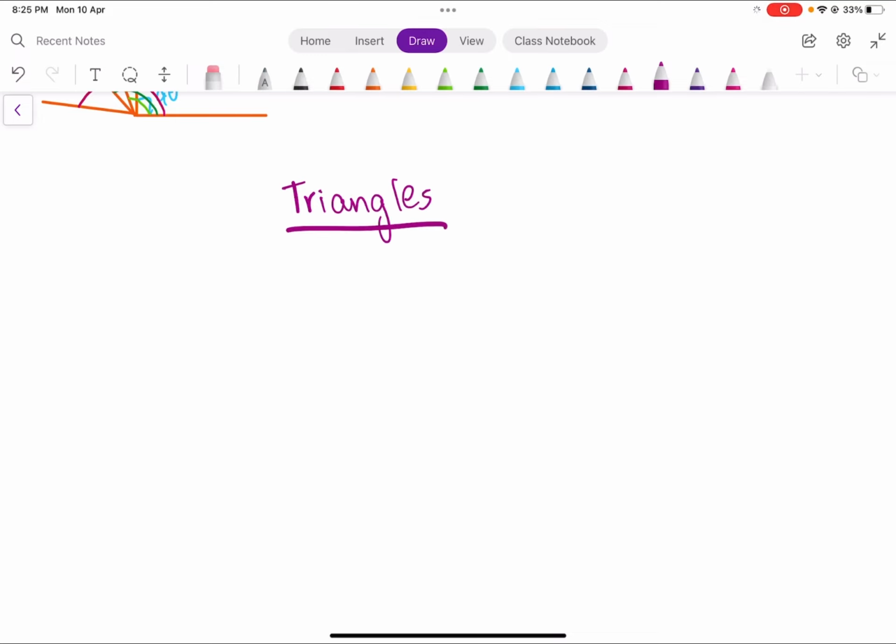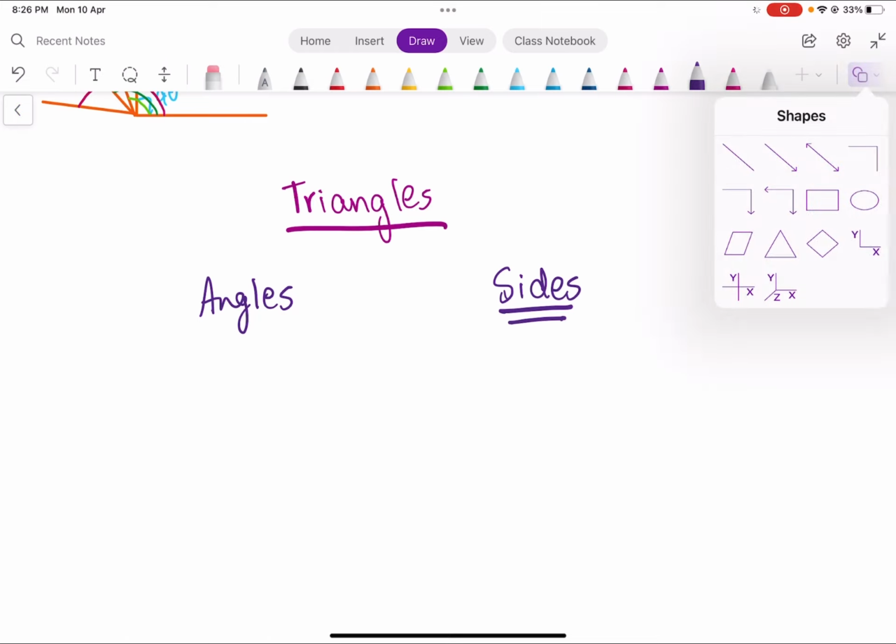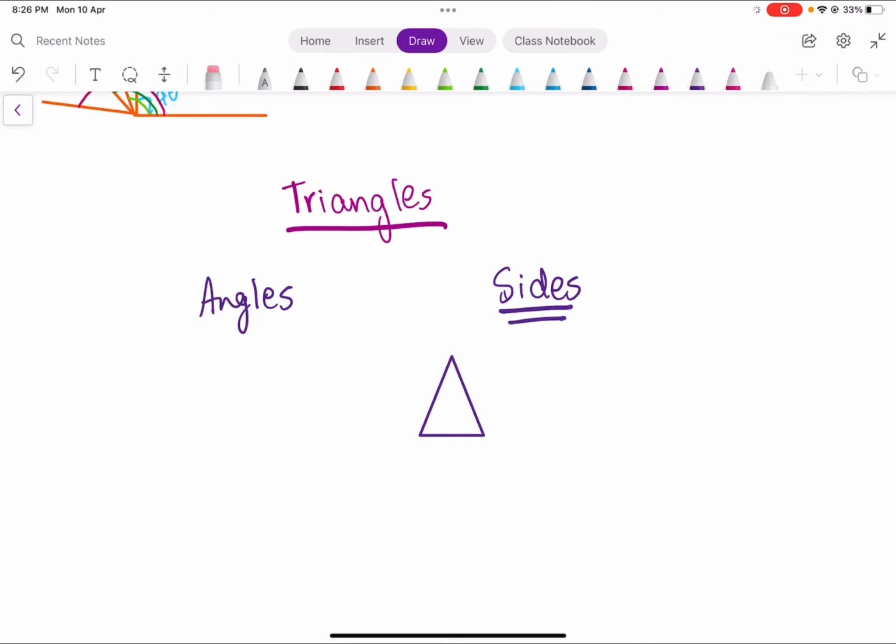Triangles can be sorted into two different types, based on their angles and based on their sides. So let's take a break from angles because we don't like angles, and let's start by talking about how they are separated according to their sides.